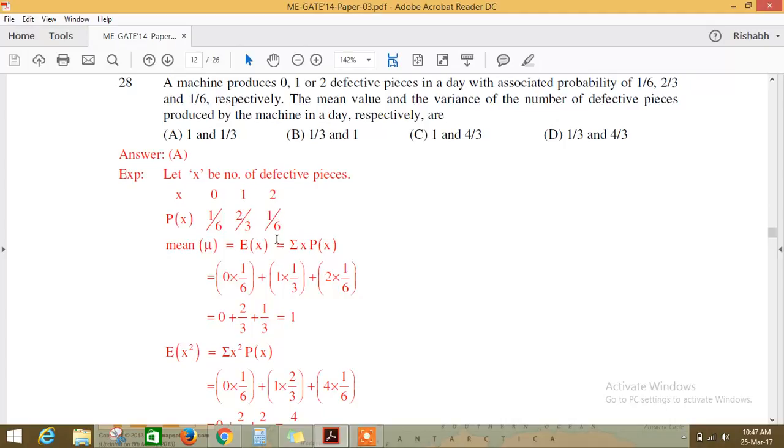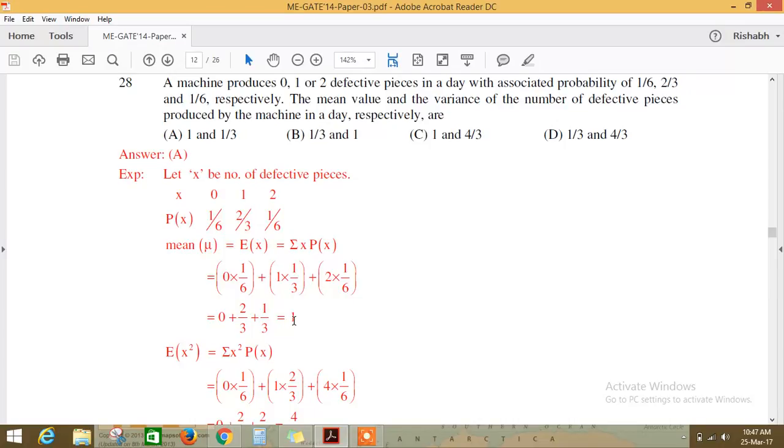So we know the formula for mean. It is denoted by E[x], which equals the summation of x into probability of x. Means if the number of defective pieces is 0, then what will be the probability of that number of defective pieces? So 0 into 1 by 6. By easily calculating this, you will get 1.